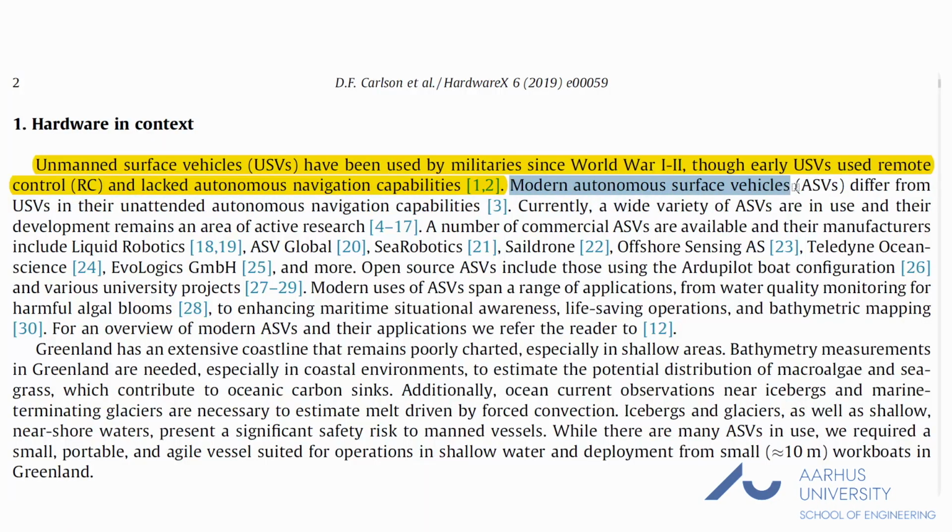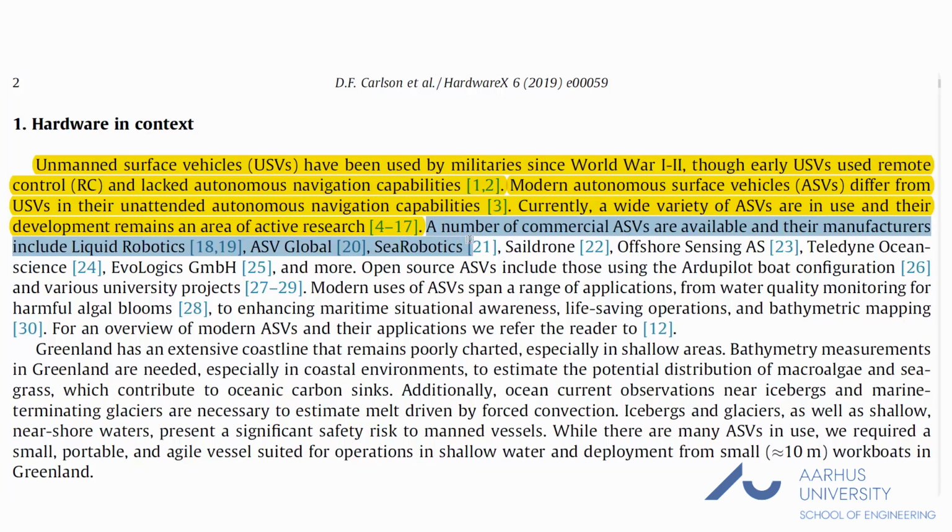Modern autonomous surface vehicles differ from USVs in their unattended autonomous navigation capabilities. Currently, a wide variety of ASVs are in use, and their development remains an area of active research. So what we are doing here is we are setting the scene, we are establishing the territory, we are telling the reader, okay, where are we in the world, in very few sentences.